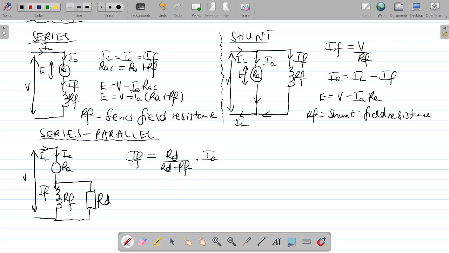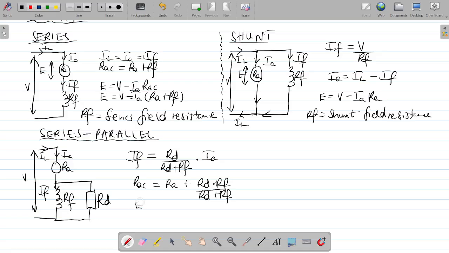So when you come across this circuit, at least you need to make sure you remember this equation. Additionally, for your total armature circuit resistance, your RAC, you have RA connected in series with this parallel connection. To express it, you have RA plus RD times RF over RD plus RF. This is our two resistors which are connected in parallel.